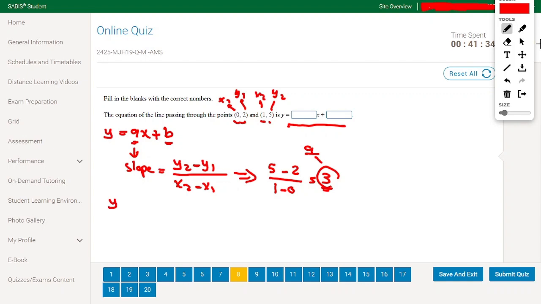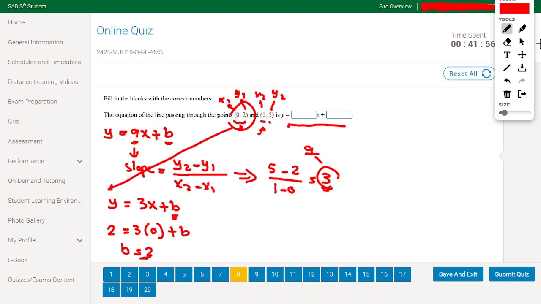Now the equation will be y equal to 3x plus b. Now I need to get b. So we'll take any of these two points and substitute here in this equation. So let's take 0 and 2. So 2 equal to 3 multiply 0 plus b. So b will be equal to 2. So now the line equation is y equal to 3x plus 2. So the answer here would be 3x plus 2.